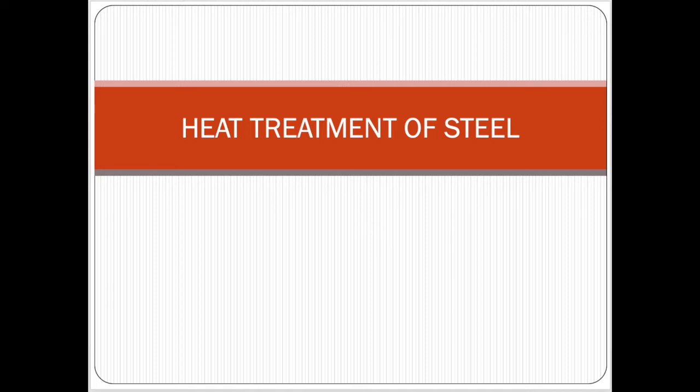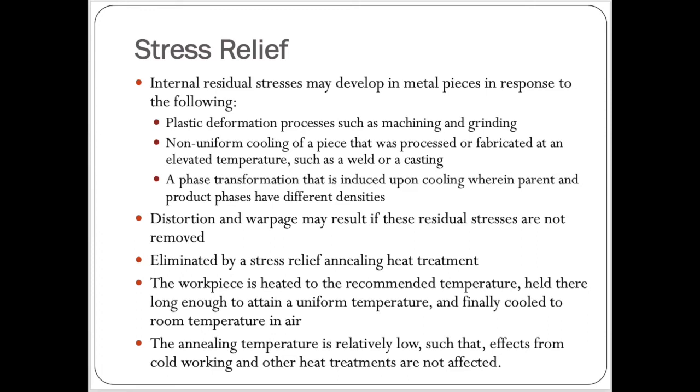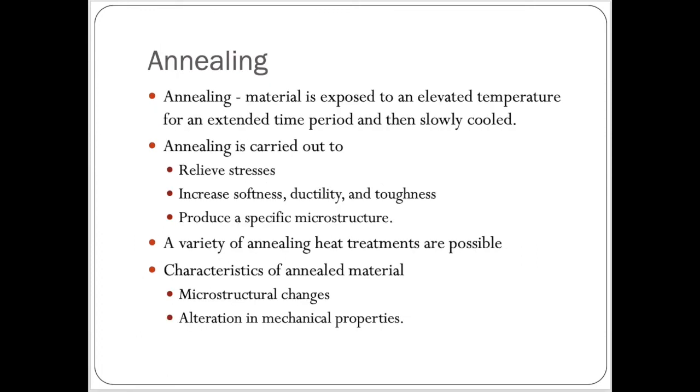Therefore, we consider next the details of some of these processes, including annealing procedures, the heat treating of steels, and precipitation hardening. So, the annealing process refers to a heat treatment in which a material is exposed to an elevated temperature for an extended time period and then slowly cooled.